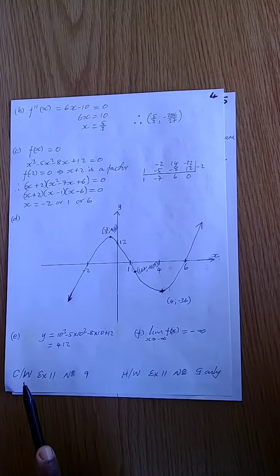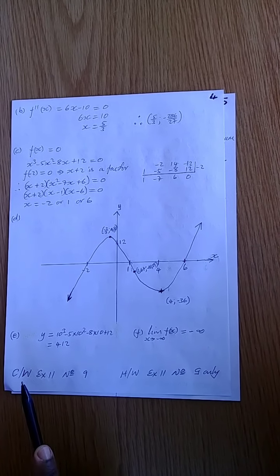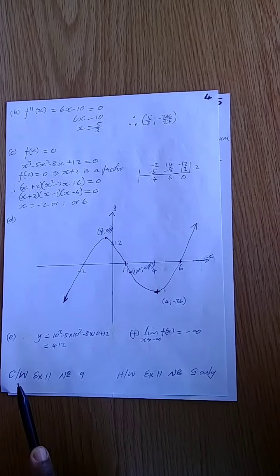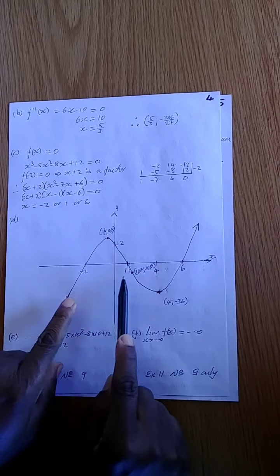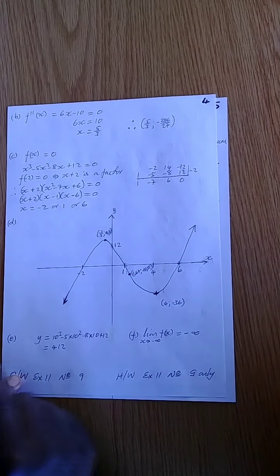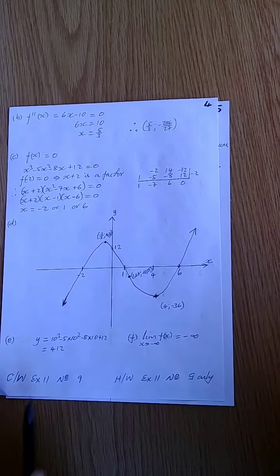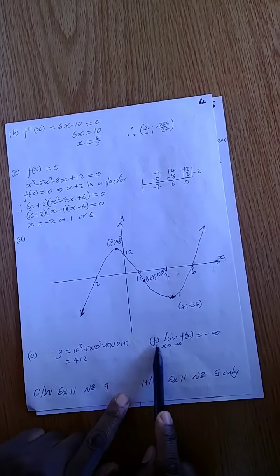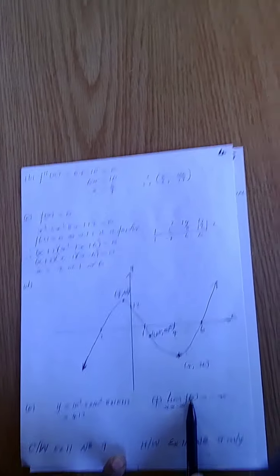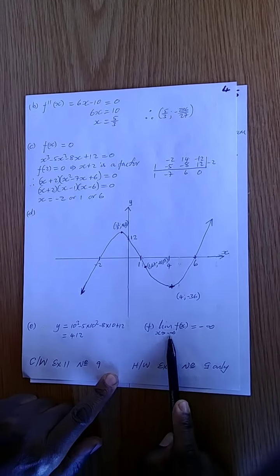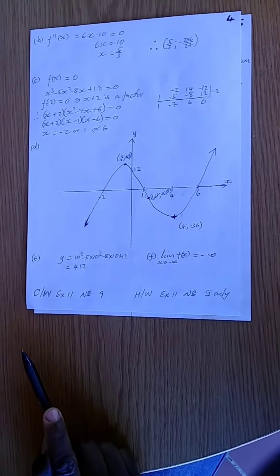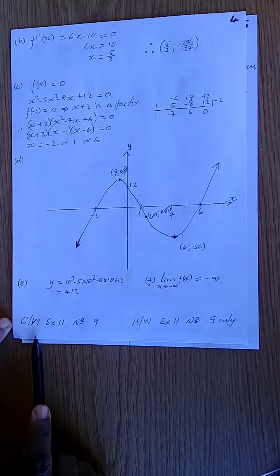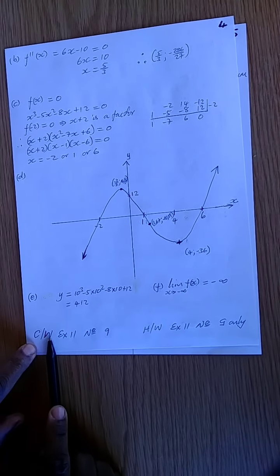Then F says, use your graph to determine the limit of f of x as x goes to minus infinity. Now we are using this graph. As x is going to minus infinity, what is happening to the graph? It's also going to minus infinity. That is why in F we have the limit of f of x as x goes to minus infinity is also minus infinity.